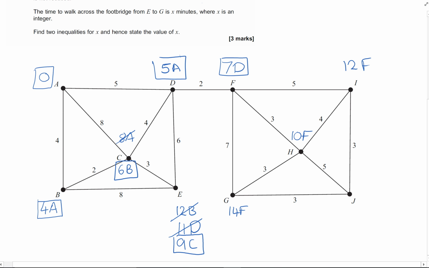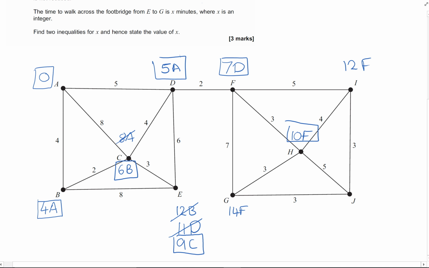There's no options for me. I can't go back up or go any of those. All the other routes are boxed, so I know that that's the quickest. So the fastest way to get from A to E is 9. So coming back over to the right-hand side now, I've got my options of 14, 10, and 12, so I'm going to box the 10.